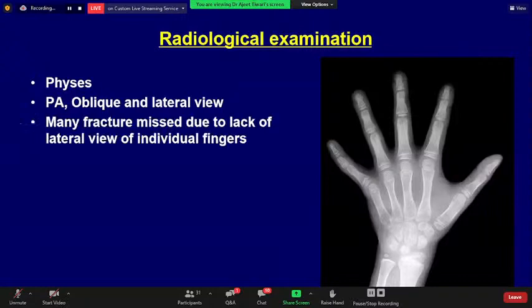The most important thing is that many fractures are missed due to the lack of a lateral view of the individual fingers. The one view which is most important is the lateral view, and in most places people do the PA and oblique views and the lateral view is missed. So many a time you can miss injuries or fractures in the fingers because of the non-availability of the proper X-ray view. In this talk I would like to highlight, and I request everyone listening, please go for the lateral view of the individual finger to diagnose whether there is a fracture or not. Because if you don't do the lateral view, you may miss many important things.